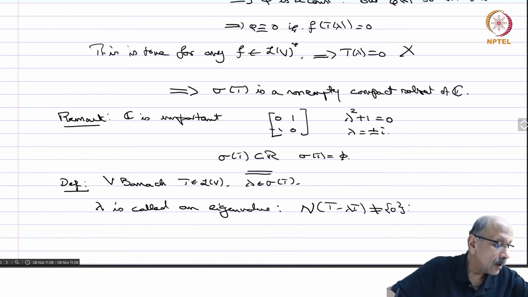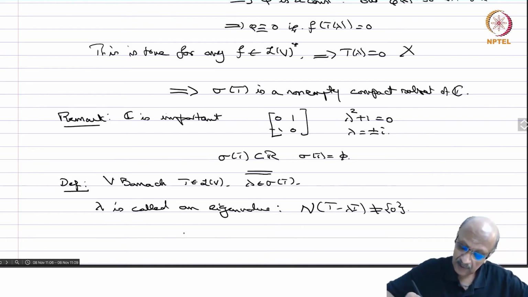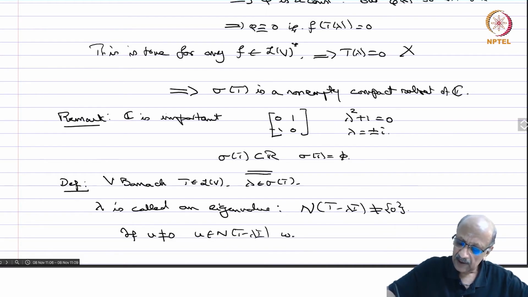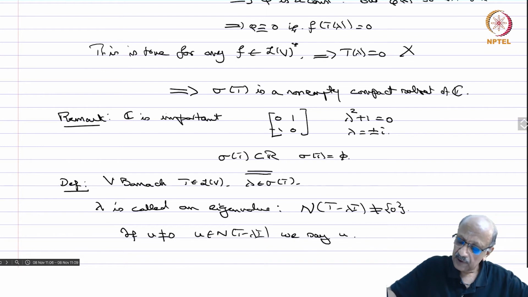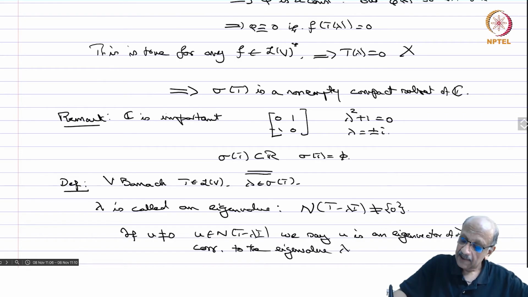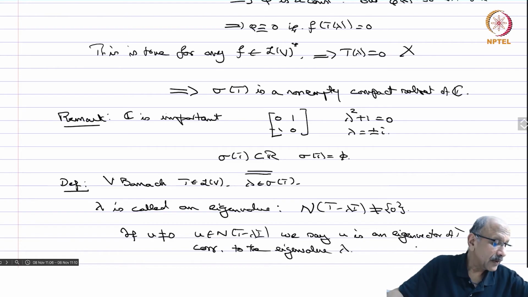Okay, so that means, if u is not equal to 0 and u is in the null space of T minus lambda I, we say u is an eigenvector of T corresponding to the eigenvalue lambda, exactly as we did in the finite-dimensional case. Okay.